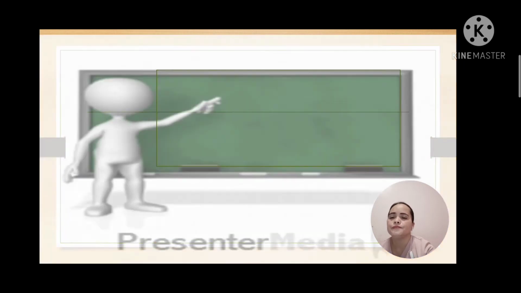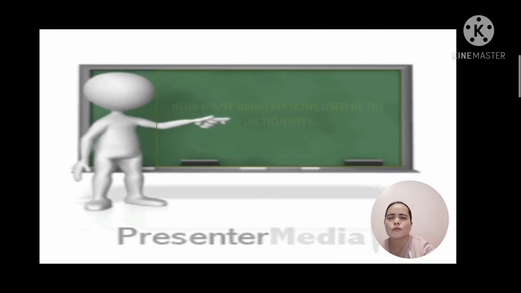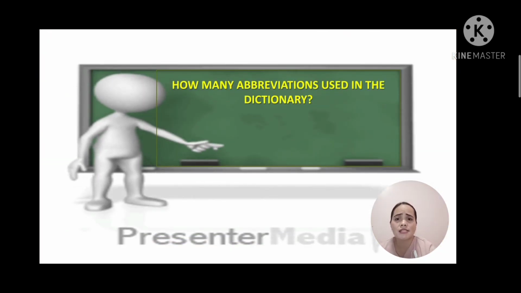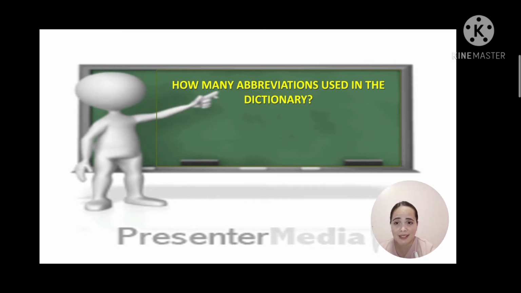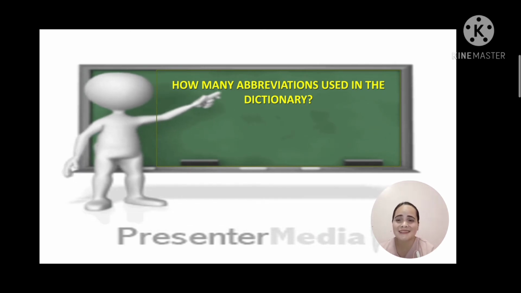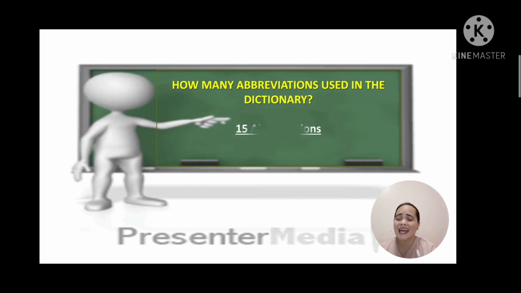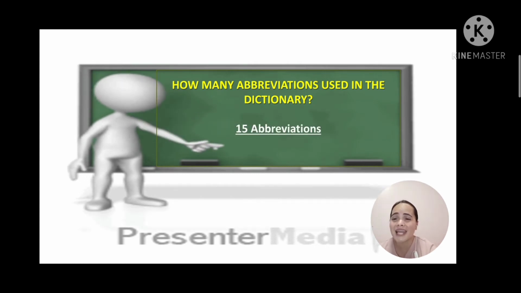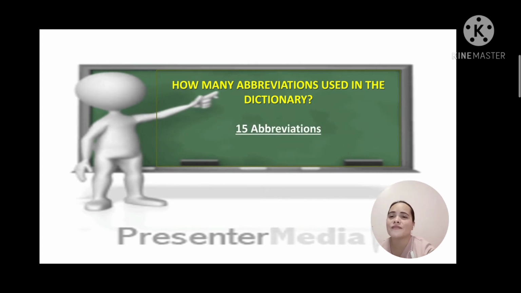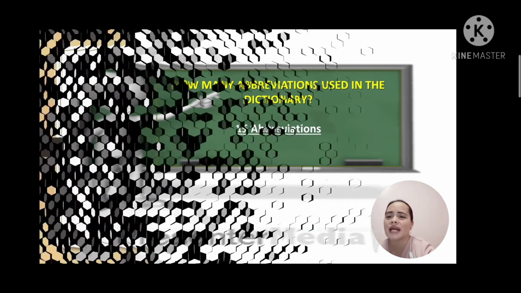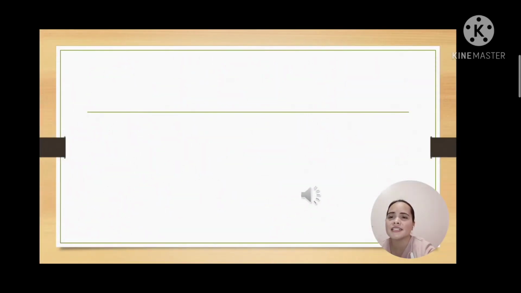Now, so let me ask this. How many abbreviations are used in the dictionary? Can you guess, class? Ooh, good guess, because you got it right. 15 abbreviations. So what are these 15 abbreviations we can find in the dictionary?